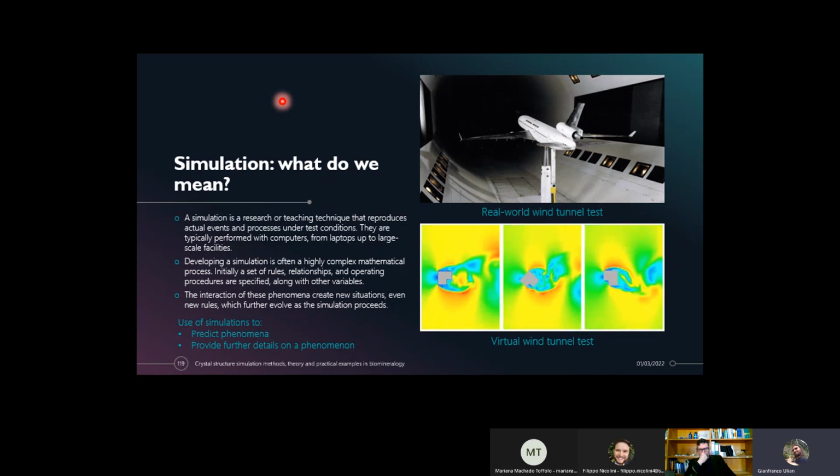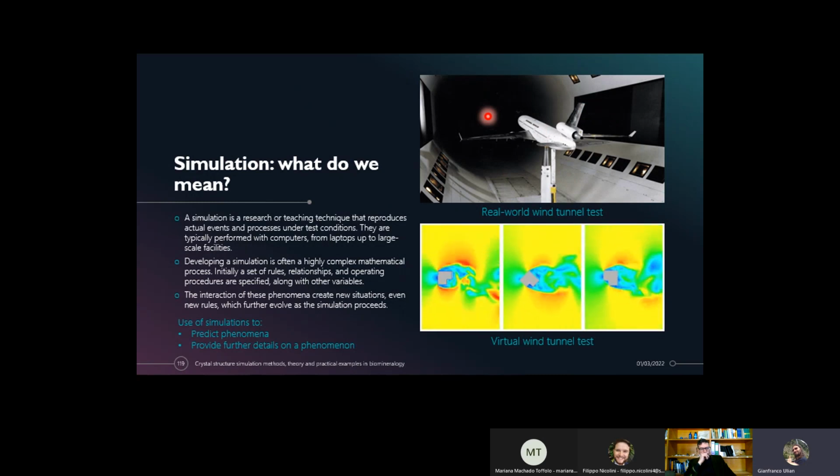Describe what happens in the model that wants to reproduce real world examples, a real world experiment. Typically they are made by computers, or large scale facilities such as high performance computing. This is a case of a simulation. This is a real world wind tunnel test for an airplane.